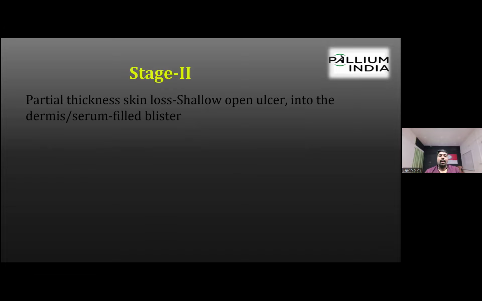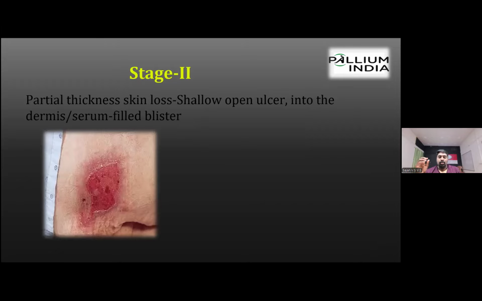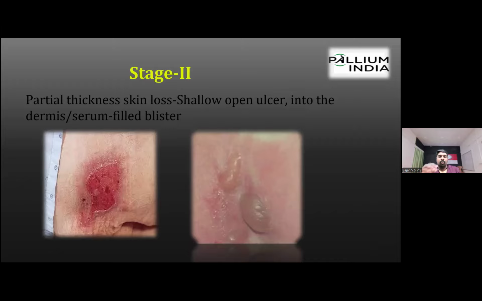Stage 2 is a partial thickness loosening of skin. Only the superficial skin is lost, not affected in depth, plus blister formation we can also consider as stage 2. In this blister formation, only serous fluid collection is there, but we can expect it will open and may become a partial thickness skin loss. So we consider these two as a stage 2 pressure injury.